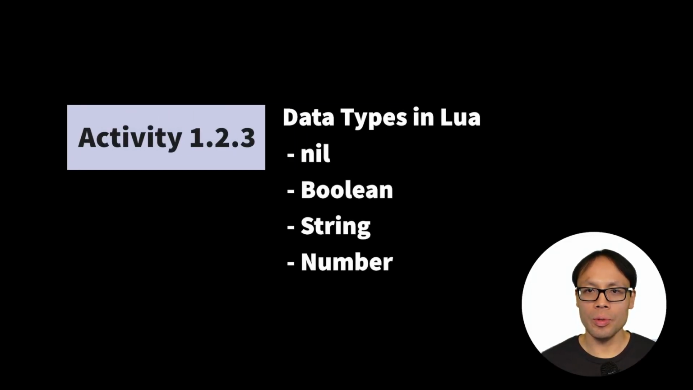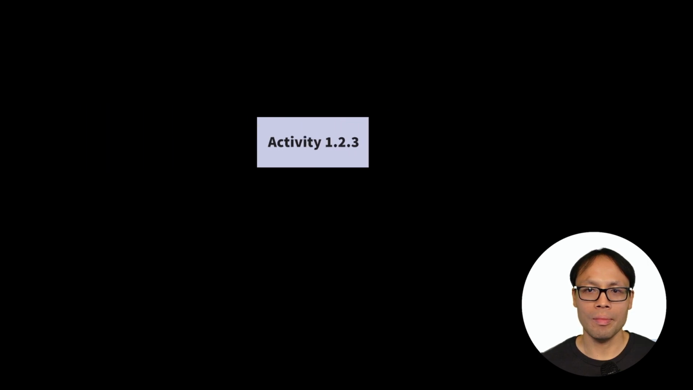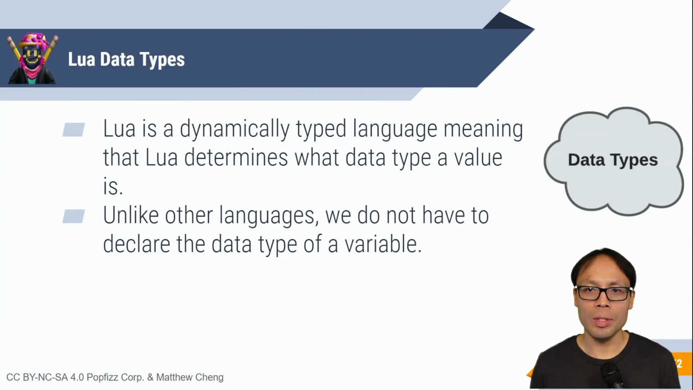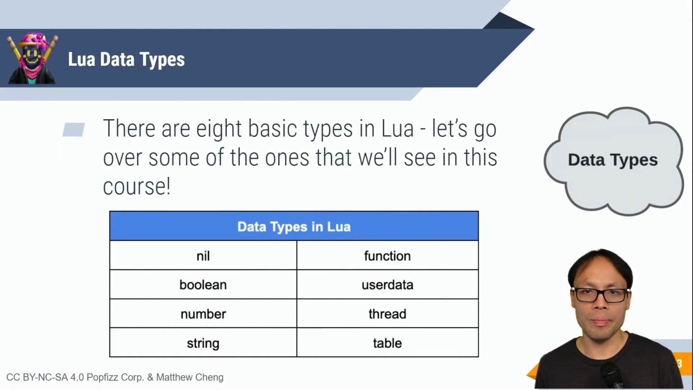Chang. In this video, we're going to take a look at data types in Lua. Specifically, we're going to look at nil, Boolean, string, and number. Lua is a dynamically typed language, meaning that Lua determines what data type a value is, and unlike other languages, we do not have to declare the data type of a variable.